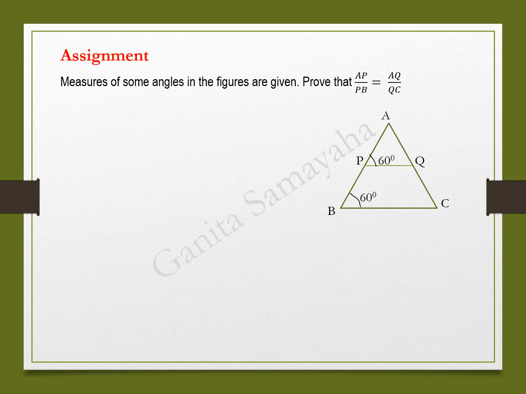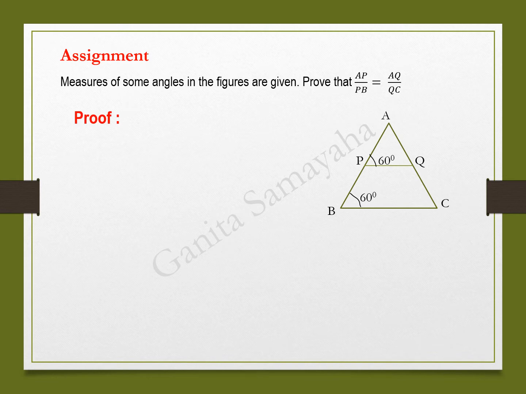So the first question goes like this. Measures of some angles in the figure are given. Prove that AP by PB is equal to AQ by QC. We need to prove that AP by PB is equal to AQ by QC, which means that we need to prove that PQ is parallel to BC. Isn't it, children? So let's get started with the proof.